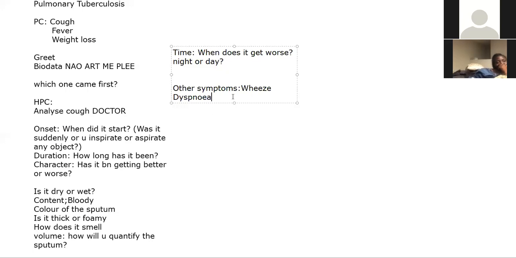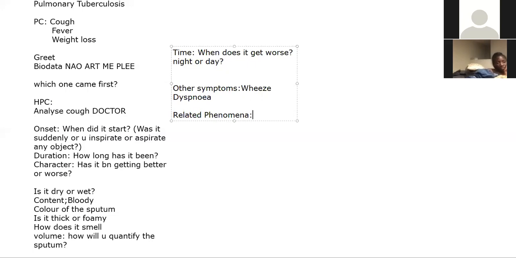So that is other symptoms, please. Okay. So there are other symptoms. Is it blood stained? Is it thick? Is it mucoid? There are other symptoms that could be associated with somebody who is coughing. So the R part is related phenomenon. You understand? Related phenomenon. Okay. So what are the related phenomena?